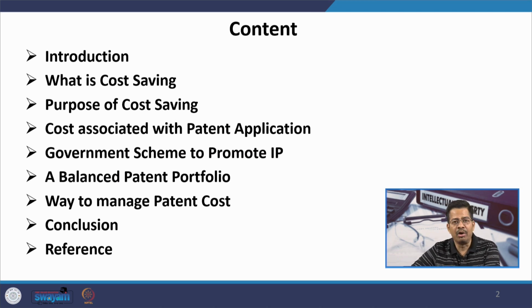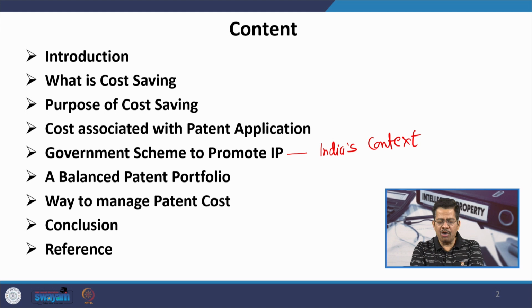We will discuss what cost saving is, the purpose of cost saving, and the various costs associated with patent applications. We will also talk about something particularly relevant in India's context. Various ministries of government, various state governments, and various departments have different types of incentives and schemes for promotion of IP culture. That is also to be used for saving your cost in IP. Then we need a balanced portfolio, which is also important for making maximum use of available resources, and some important ways to manage our patent cost. All that we are going to cover in this session.